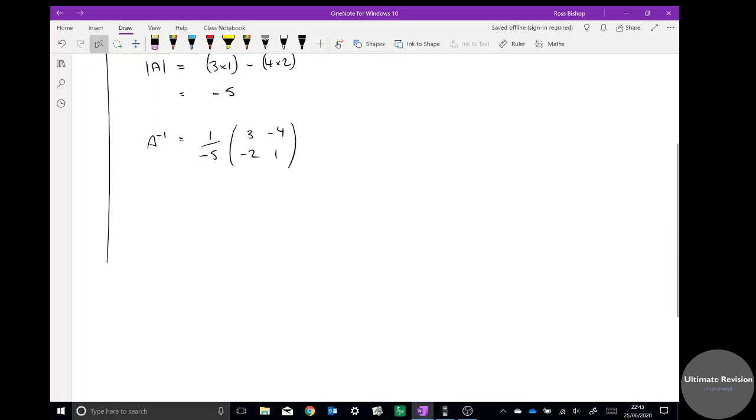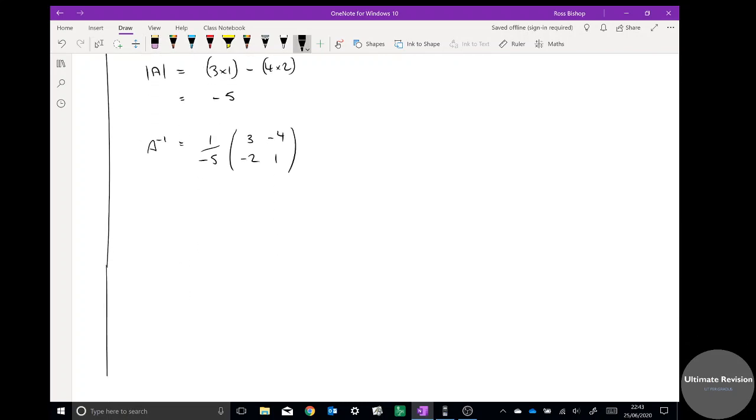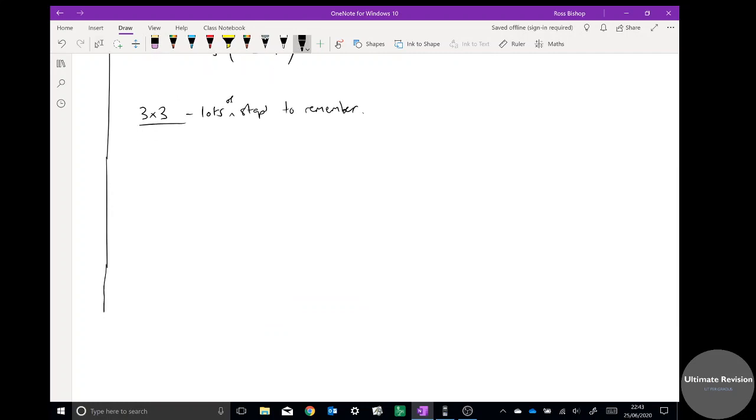Now that's a 2 by 2, not too bad. 3 by 3 is, to be honest, an absolute nightmare. It's not hard, but there are lots of steps to remember, loads. And I'll be honest, every time I do it, I don't remember this. I have to basically reteach myself every time I do it. So just be aware of that. It's not difficult, but quite hard to remember, if I'm honest.